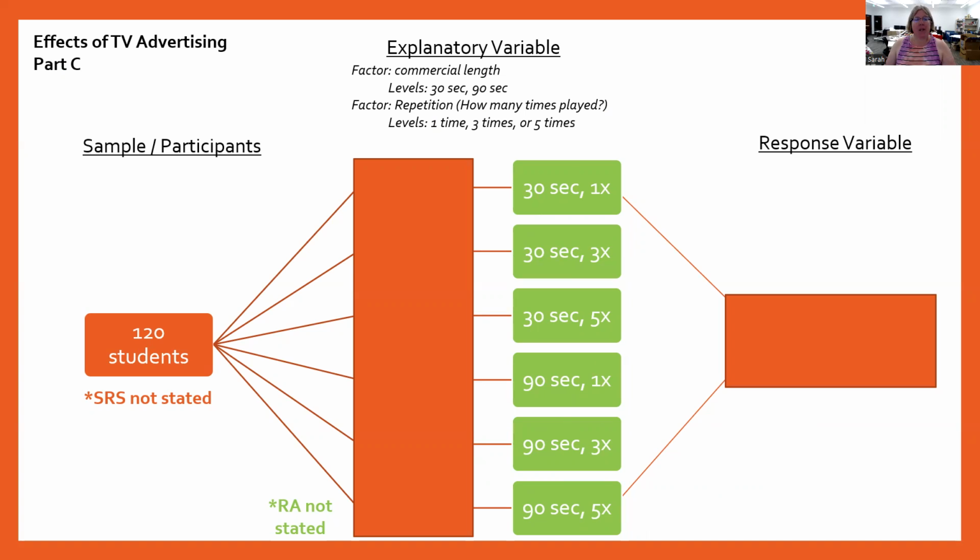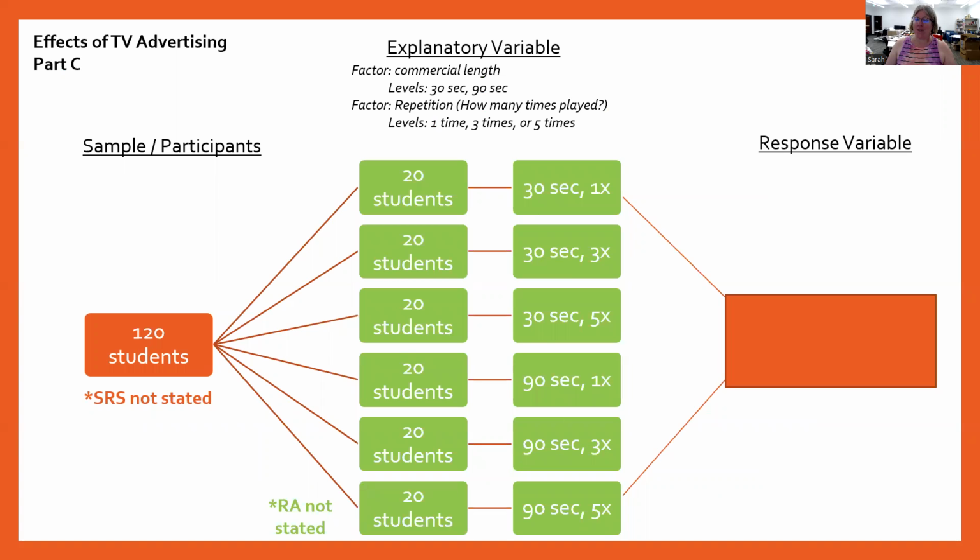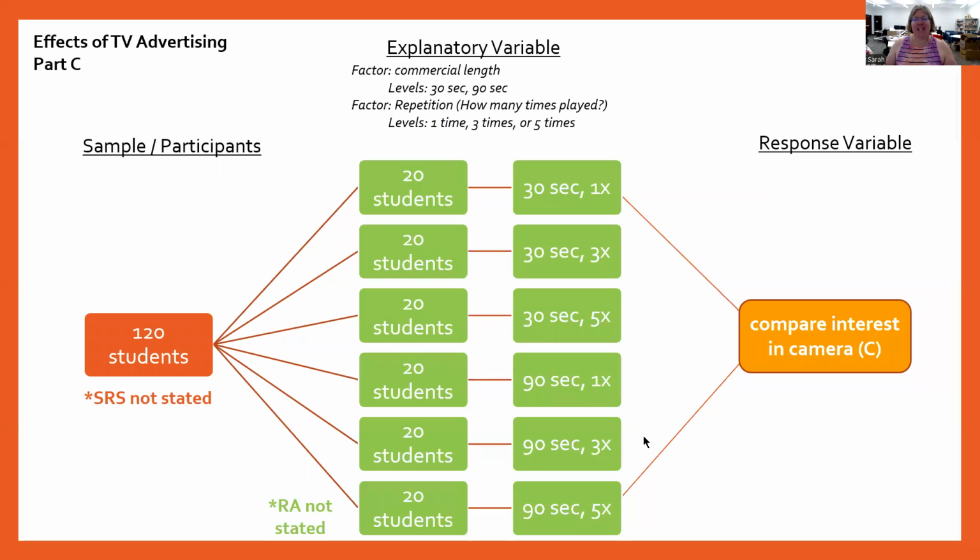And then directly below that, we're going to draw this entire diagram. So I have my 120 students, and I have 6 treatments. So I'll take 120 and divide it by 6. So I get groups of 20 students each. And then my response variable is still going to be comparing that interest in the camera.